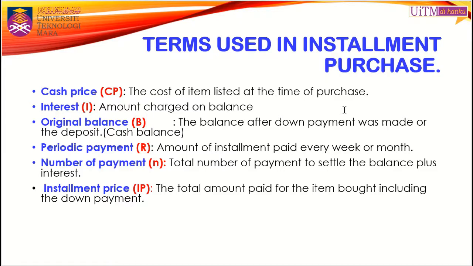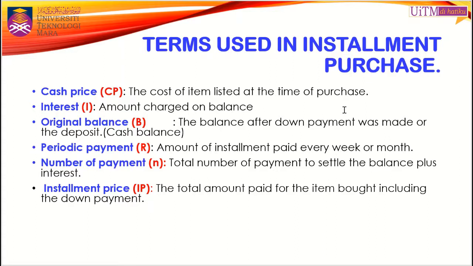If you want an example on the original balance, let's say you are buying a product that costs 1,000 ringgit, and you have to pay a 10% down payment, which is calculated based on the cash price. So that means 10% of 1,000, which is 100 ringgit. The difference is 1,000 minus 100, which gives 900 ringgit. So that is the original balance.